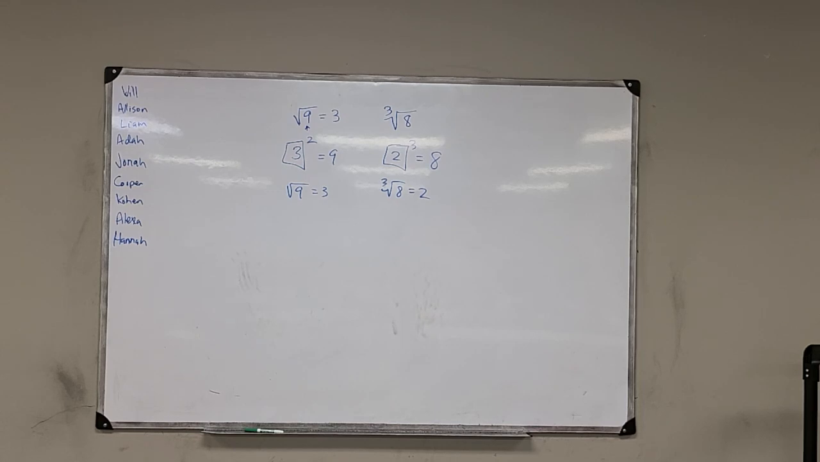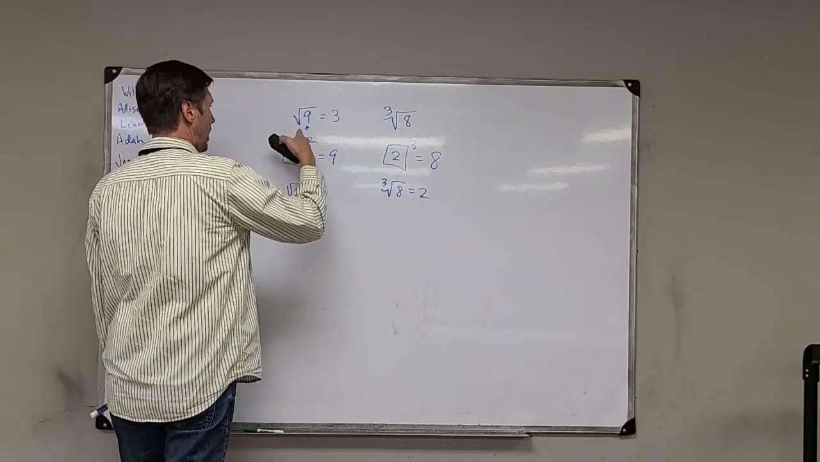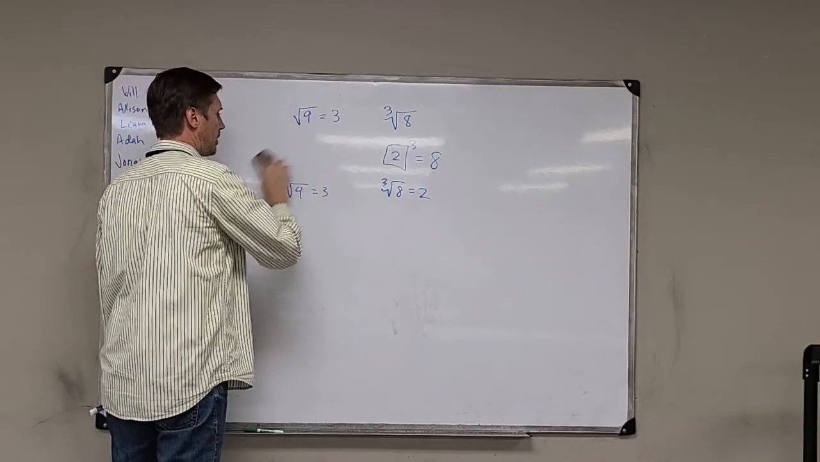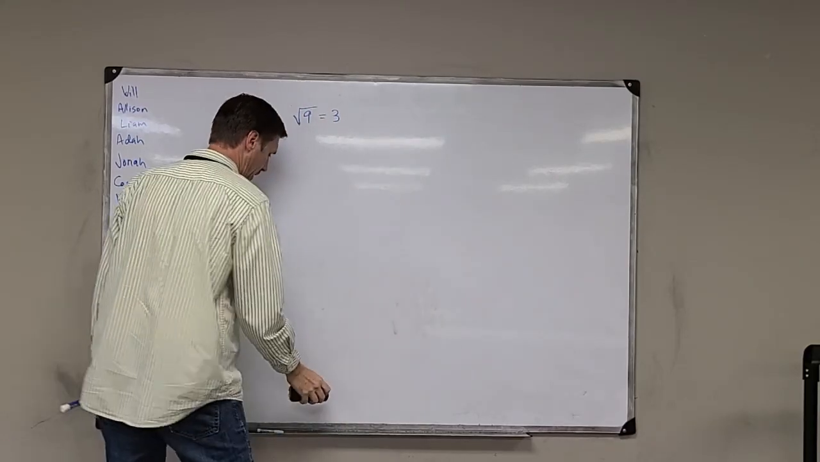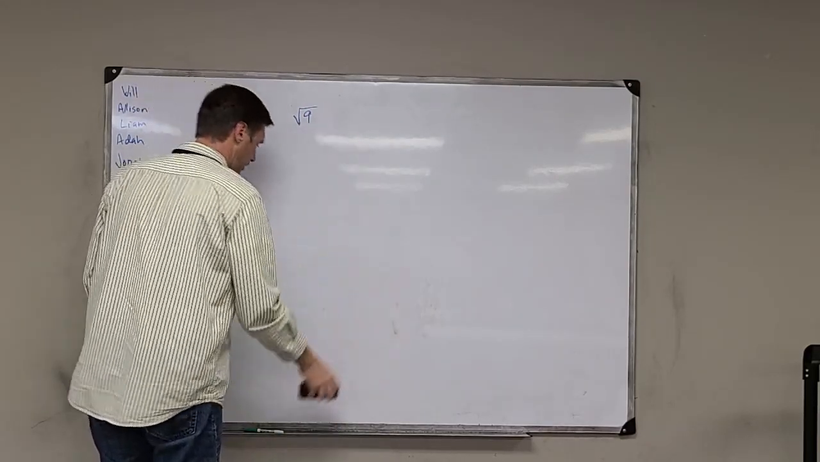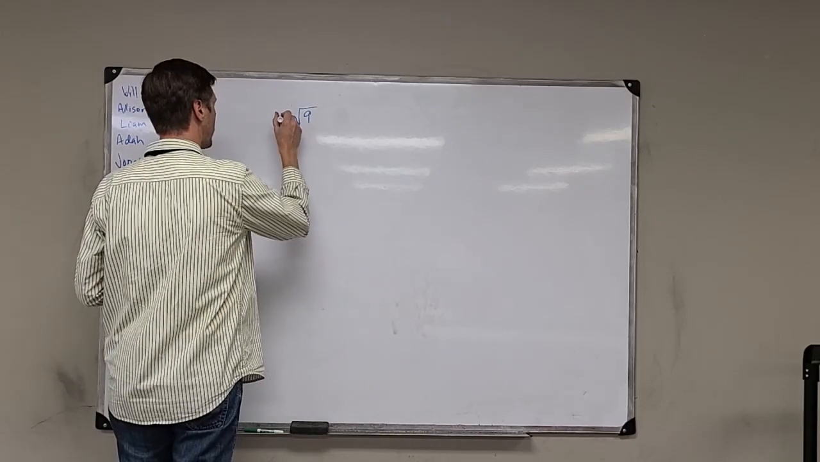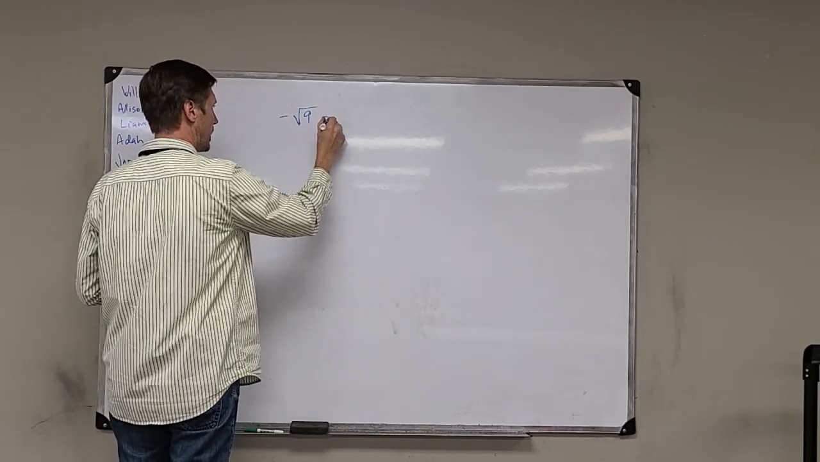All right? Now, for right now, if I put a negative sign in front of this square root of 9, then I'm expecting the answer to be what?